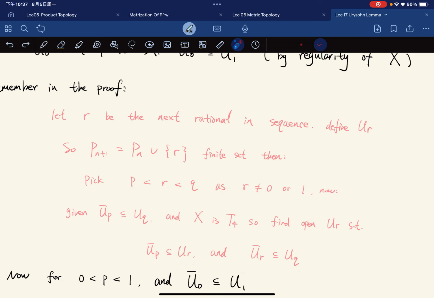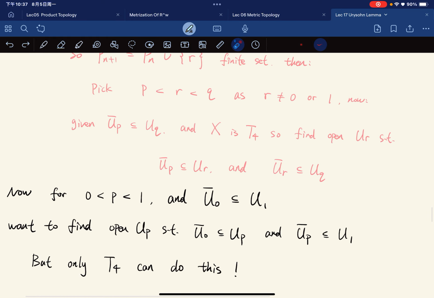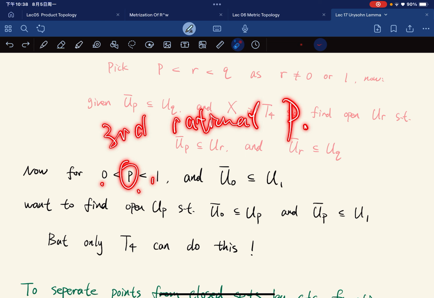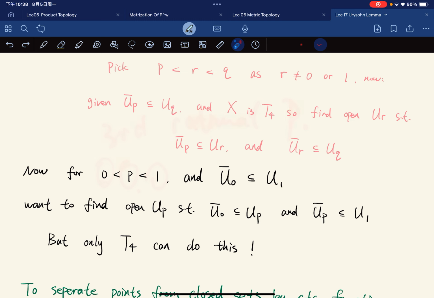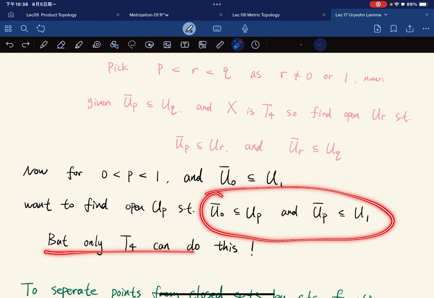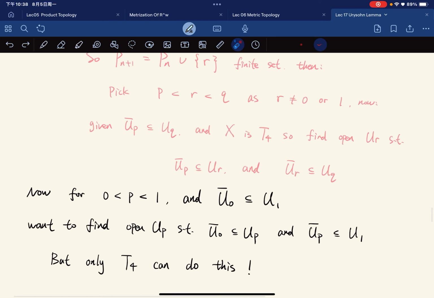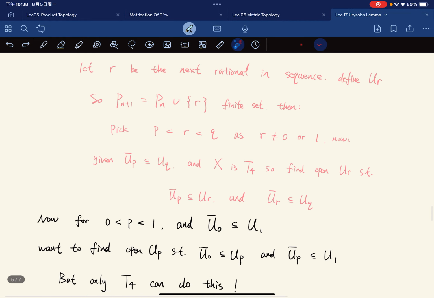And this is where we use the normality, right? And regularity cannot do this. For our case, for the new p, between 0 and 1, the third rational p, with our first and second being like 0 and 1, we have the closure of U_0 not containing U_1. We want to find open U_p such that these two are true, but only a normal space can do this. Sad, right? So regular is not enough for the Urysohn lemma.